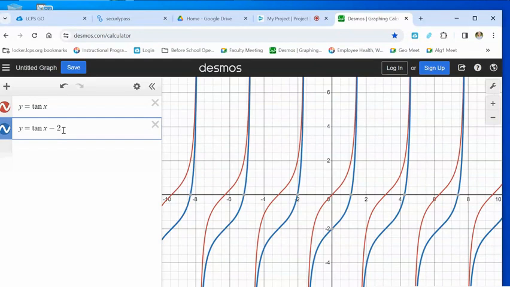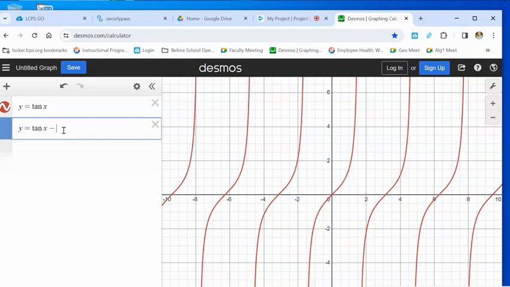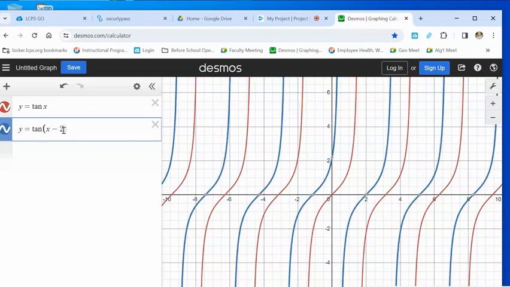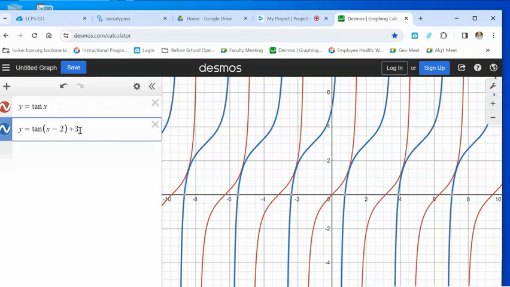Oh, wait, what did I just do? Sorry, I just did a vertical translation. Sorry, hold on. Let me put parentheses around this. So -2, there we go. So that's moving it to the right 2. And then if we add 3 on to the end of it, now we're moving it up.